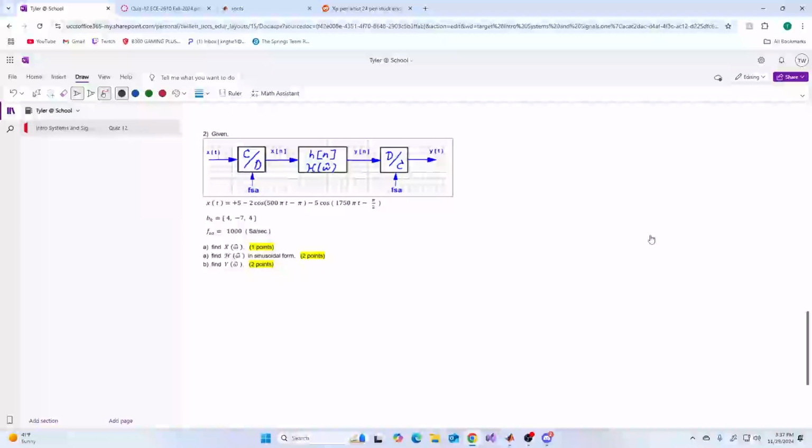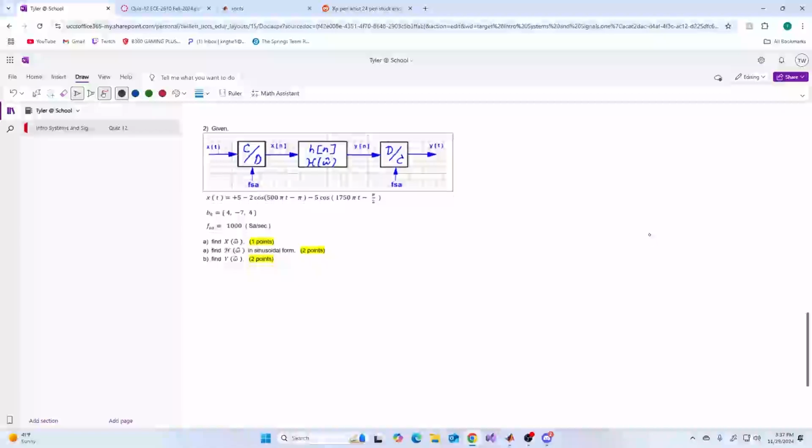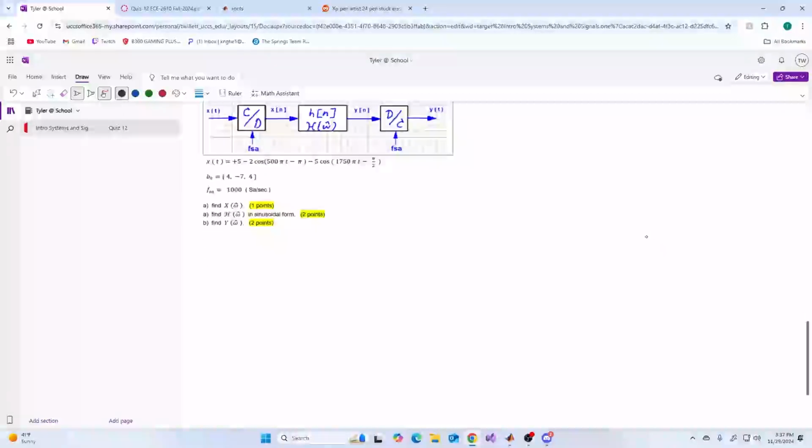Let's start problem 2. We are given x sub t, b sub k, and the sample frequency, and for the first part of A, we want to find x sub w hat. The very first thing I need to do is change all of my cosines to positive cosines. If it's a sine, it needs to be a positive cosine. If it's a negative cosine, it needs to be a positive cosine.